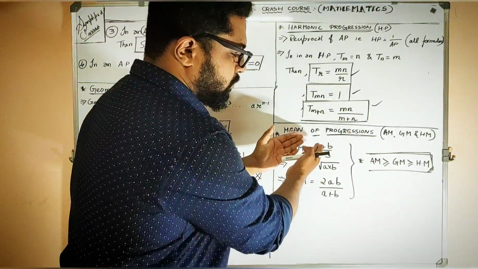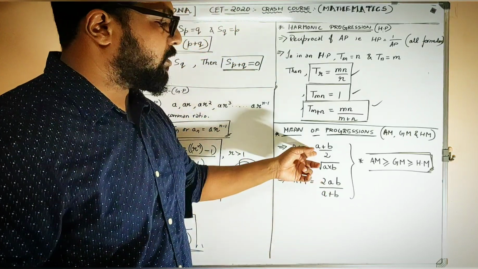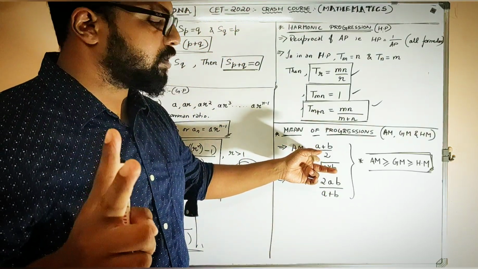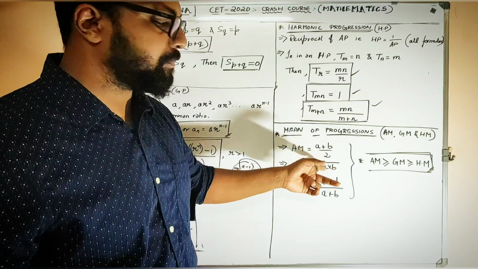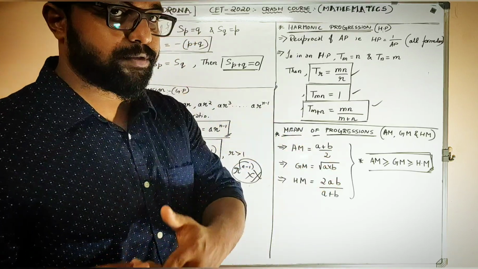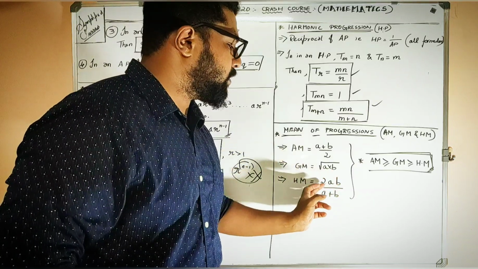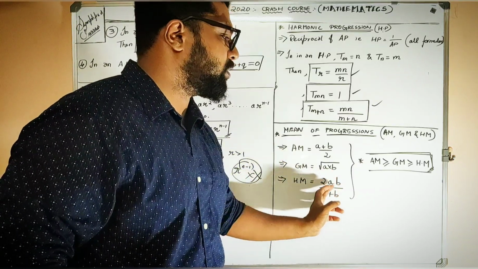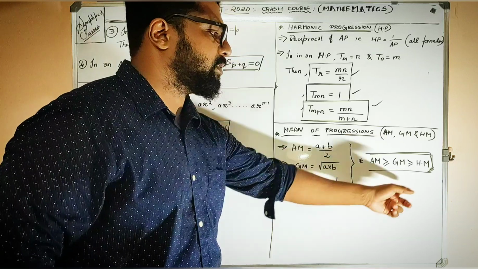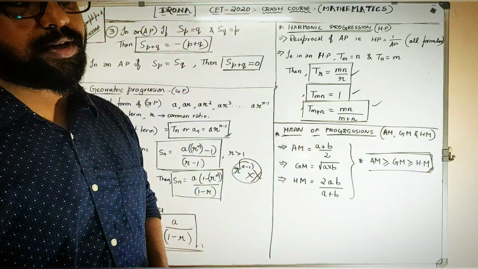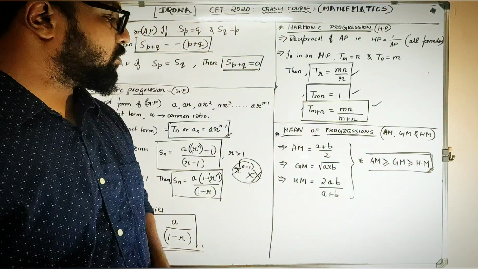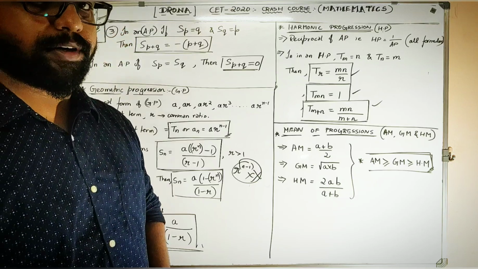So just by looking at it you can make out: arithmetic mean is nothing but the sum of two terms divided by 2. Geometric mean is the square root of the product of the two terms. Then harmonic mean is some fraction, which means the denominator is greater. So obviously harmonic mean will be the smallest one. Okay, so I want you all to go through all these topics and keep them in your mind.